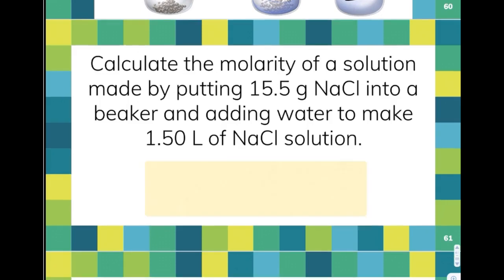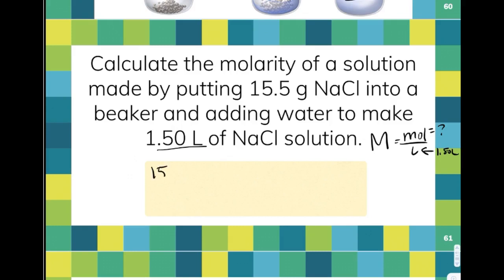Alright, I want molarity. So what is molarity? Molarity is moles over liter, right? So I need those two things. Do I have the liters? Yes, I have the liters, 1.50 liters, so I really need the moles. So let's just find the moles.